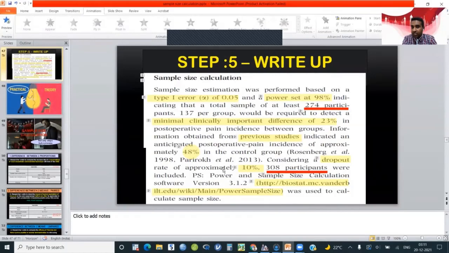So the authors have mentioned the reference article and the software used, all the relevant details. So we can easily recreate it. So this is how a proper write-up should be. Now let's move on to the next section.